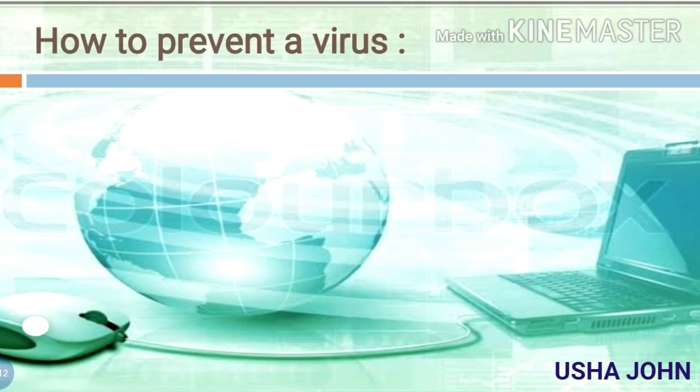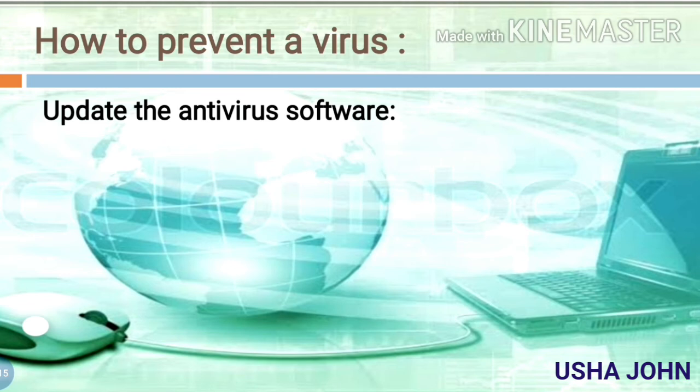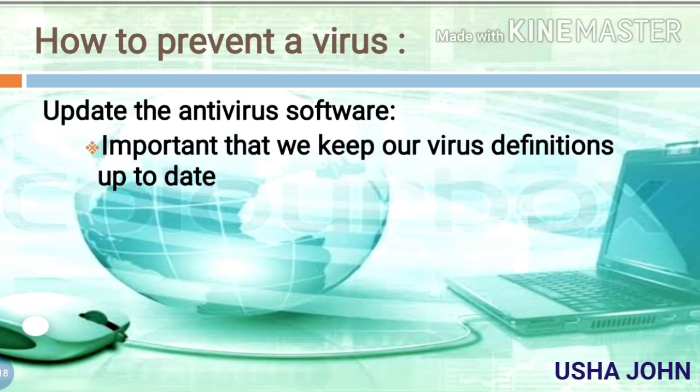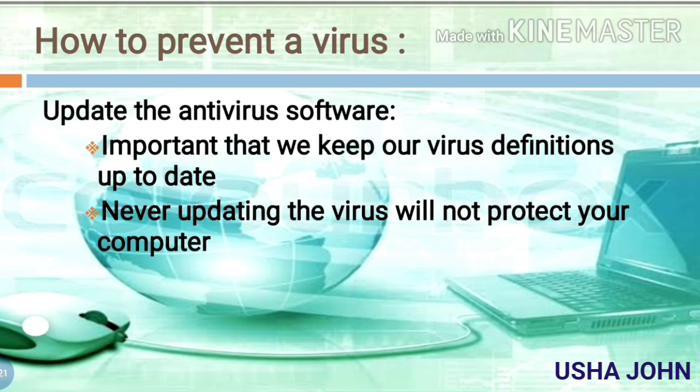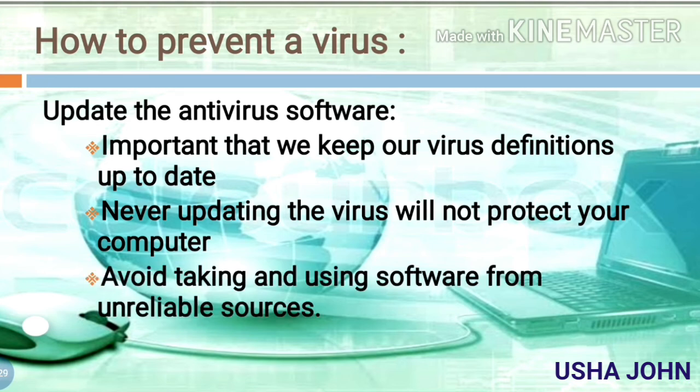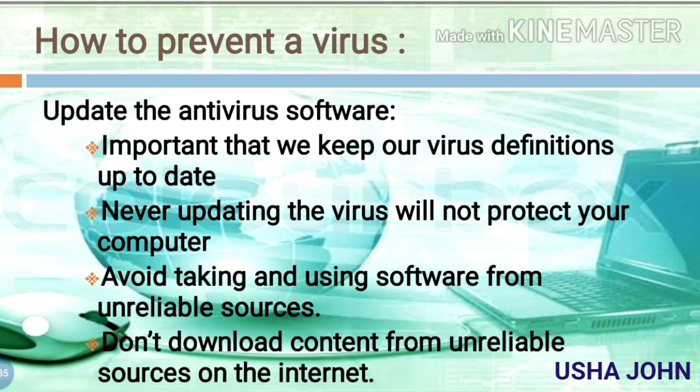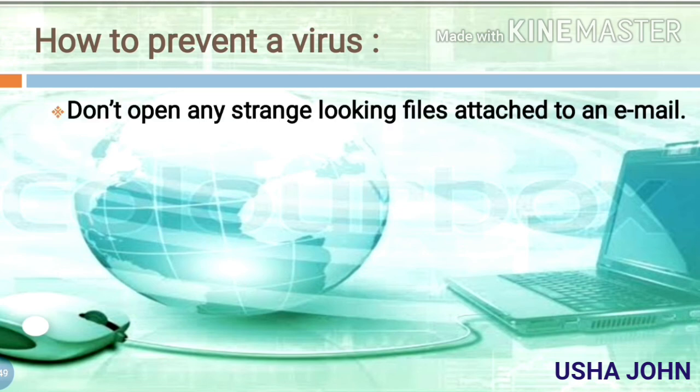Next, how to prevent a virus? Next point, update the antivirus software. It is important that we keep our virus definitions up to date. Never updating the antivirus will not protect your computer. You should be updated. Avoid taking and using software from unreliable sources. Don't download content from unreliable sources on the internet. Next, don't open any strange looking files attached to an email.